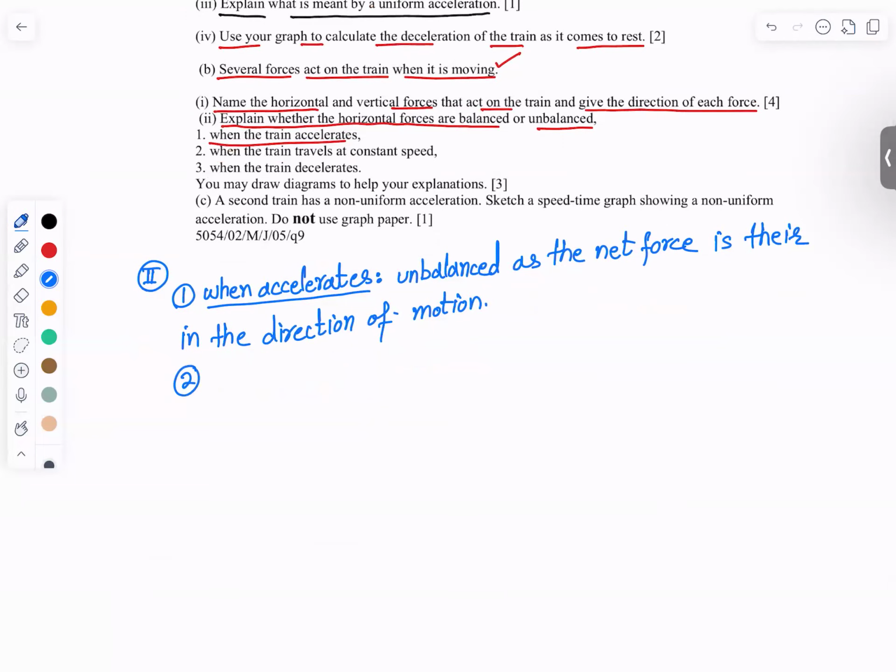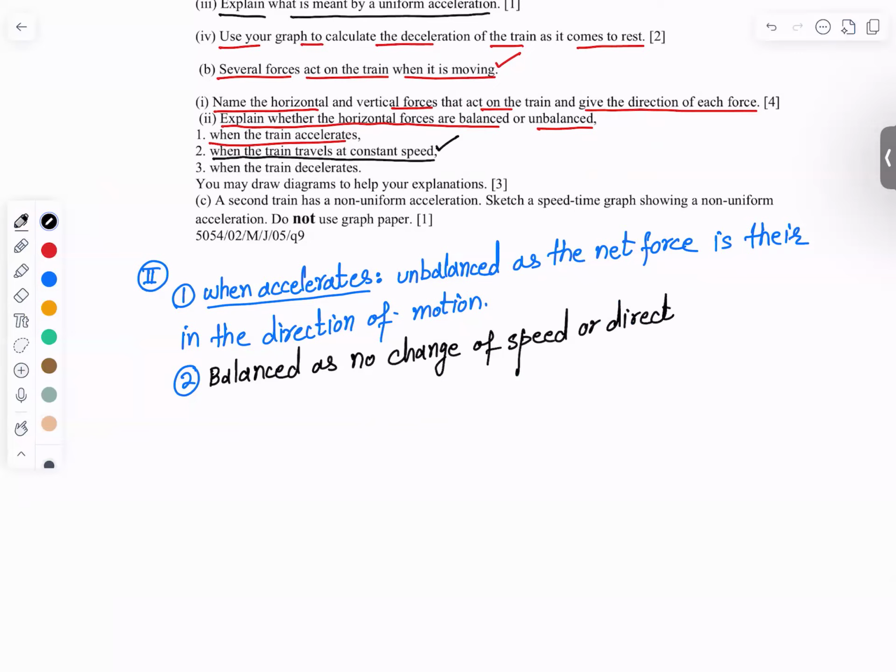The second one is when the train travels at a constant speed. So when the train is traveling at constant speed, what do you think about the horizontal forces? Balanced, since the train is moving in a straight line. Balanced as no change of speed, and they already told that the train is moving in a straight line, so no change of speed or direction.